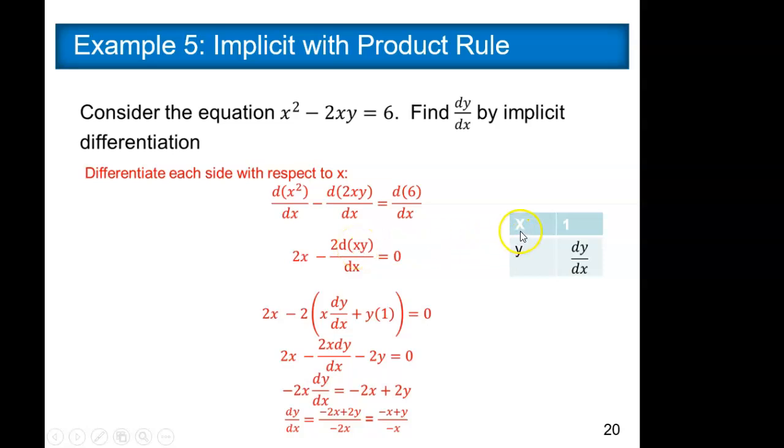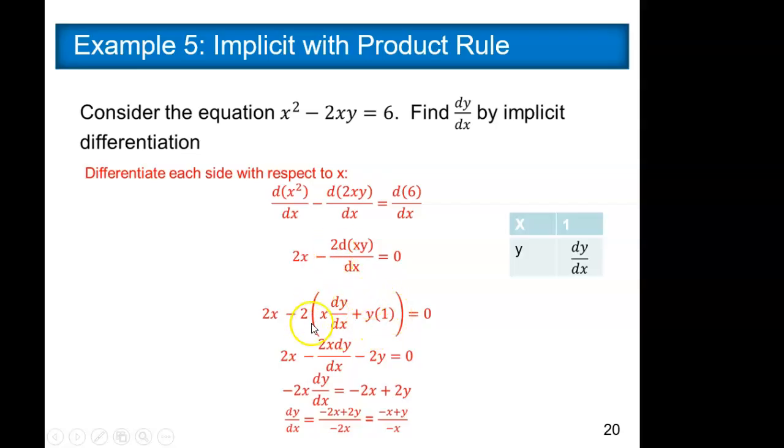So if I consider the two functions to be x and y, and I do our little box, the derivative of x is 1, the derivative of y is dy/dx. Okay, so when I do the product rule, I'll multiply x times dy/dx plus y times 1. So we do the cross with the plus. Okay, and that gives me this part in here.